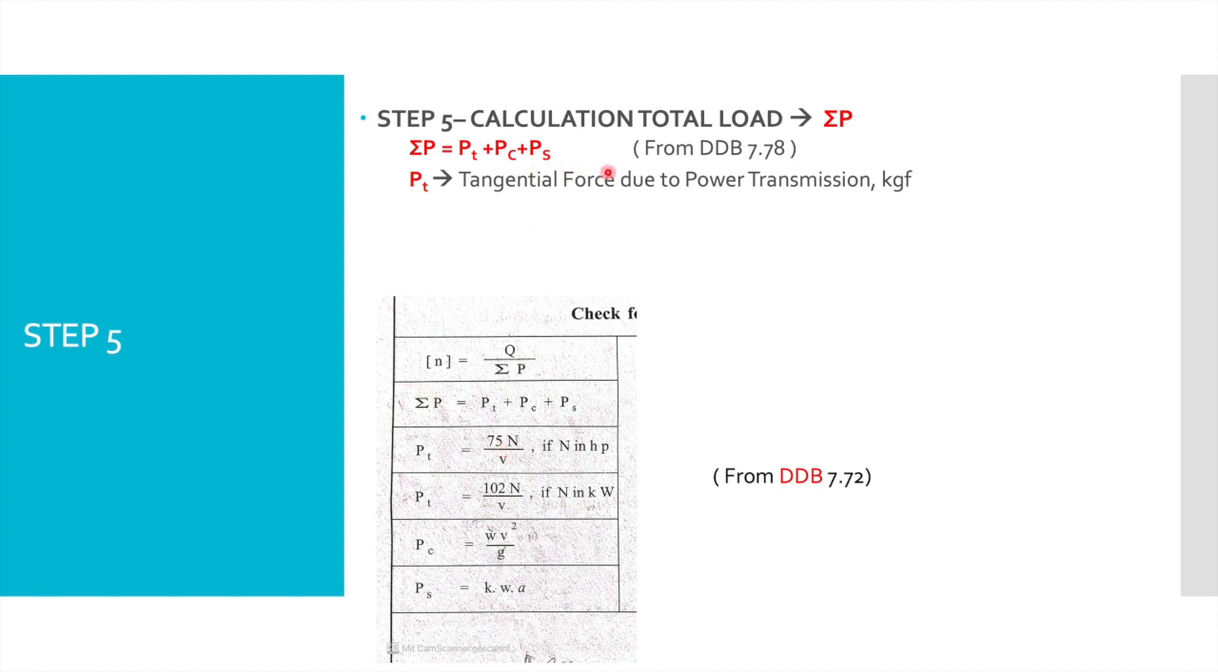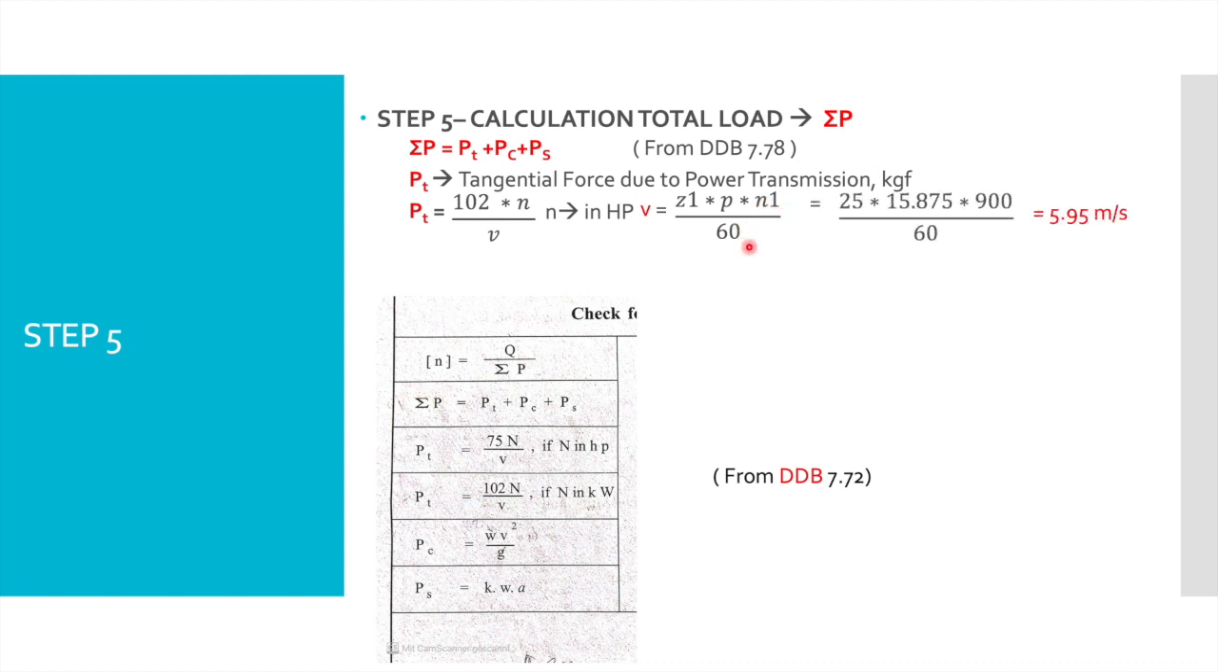So PT means tangential force due to power transmission. The formula is 102 into N by V, where V is the velocity and N is the power in horsepower, which is taken from here. V is Z1 into P into N1 by 60, where we get 5.95 meter per second. So we substitute this 5.95 instead of V, and here the power is 10, and this 10 is used because we need to convert kgf to Newton. So we get the value 1714.28 Newton.